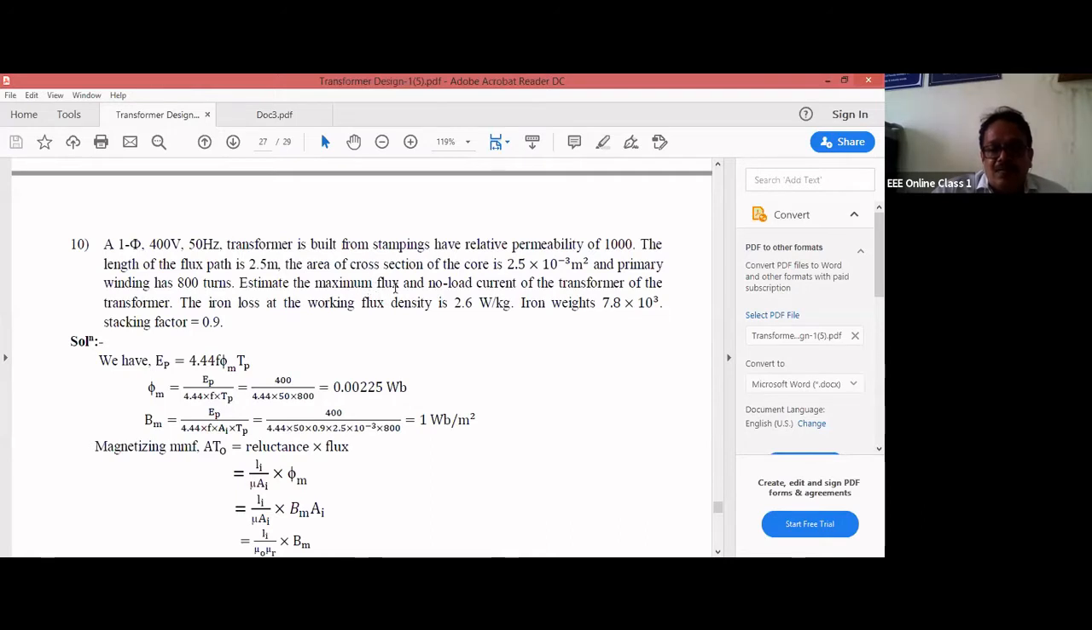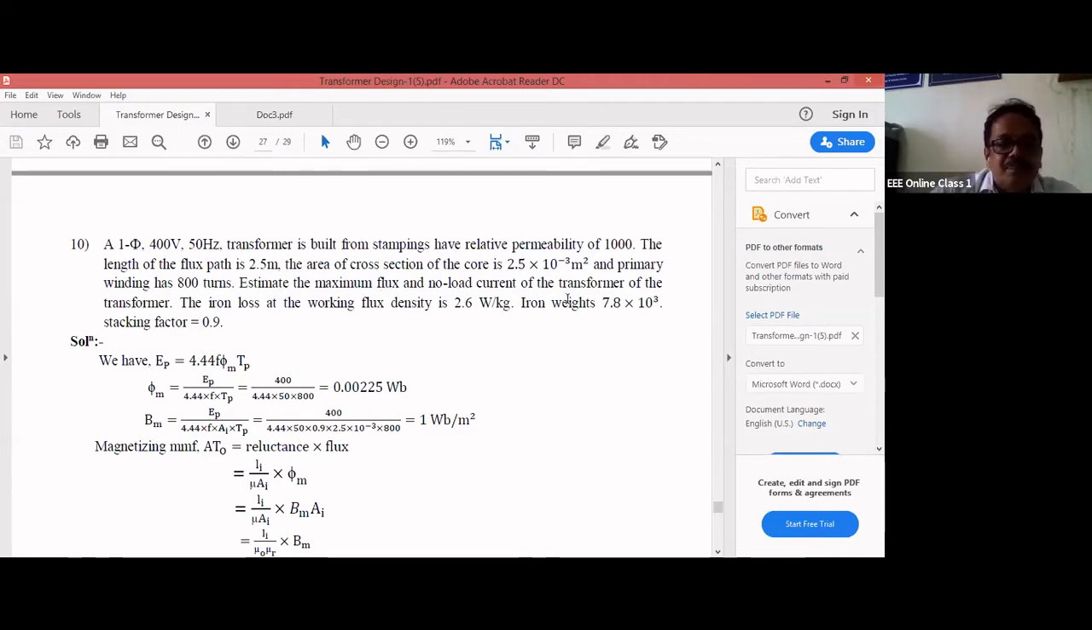So I have to calculate the maximum flux phi m, and the no load current of the transformer. The iron loss at the working flux density is 2.6 watts per kg, and the iron weight is given by the density of the iron, 7.8 into 10 power 3, and the stacking factor is 0.9. So I have to calculate the maximum flux phi m.